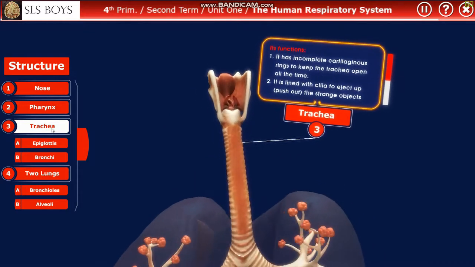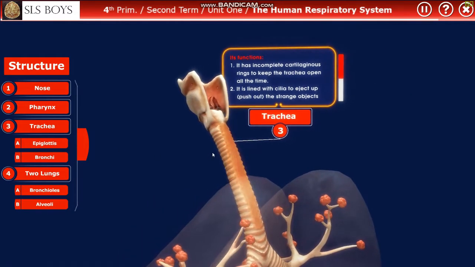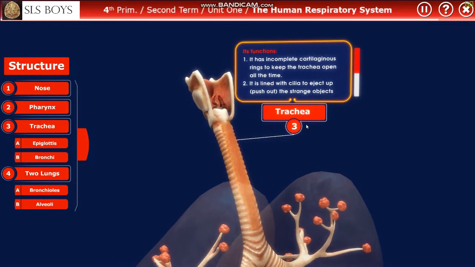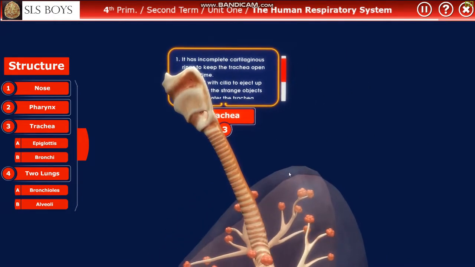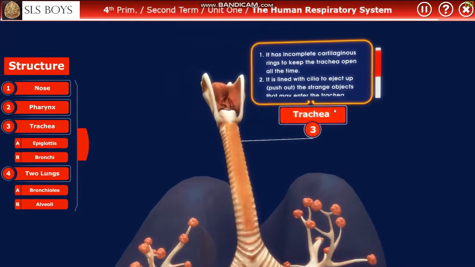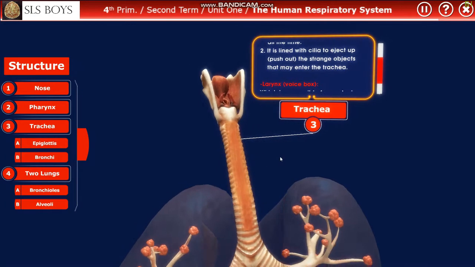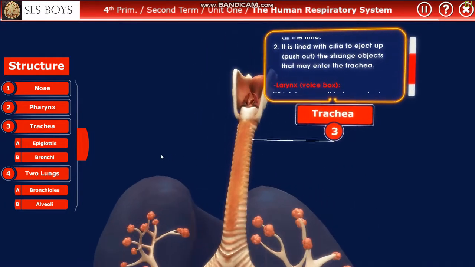Next, we have the trachea. The trachea is a tube supported with incomplete cartilaginous rings. At its top, there are the larynx, which is called the voice box, and the epiglottis. It has incomplete cartilaginous rings, as you can see the rings in the picture. It's lined with cilia to eject strange objects that may enter the trachea. So it ejects strange objects.